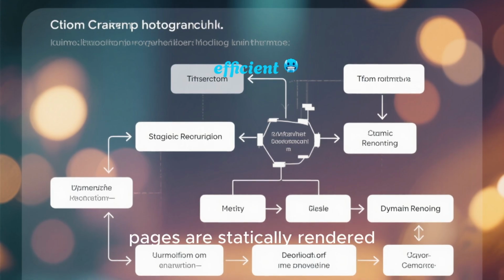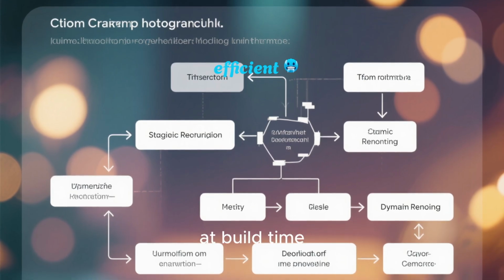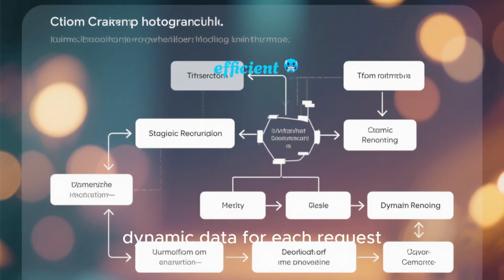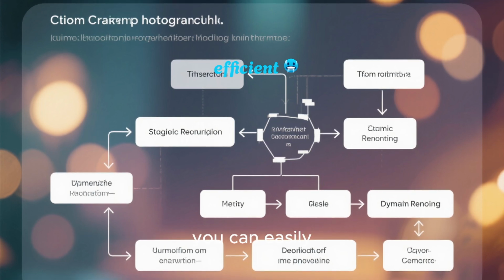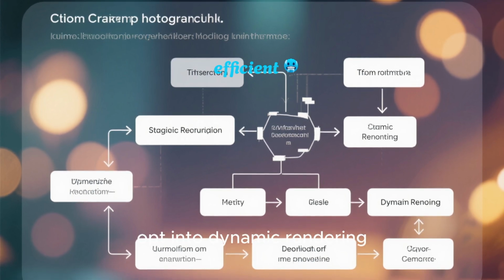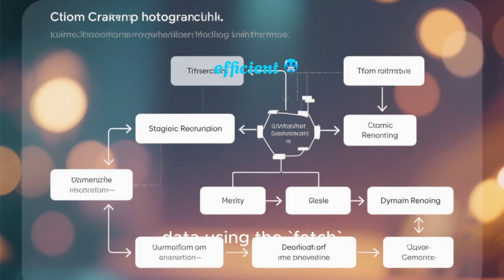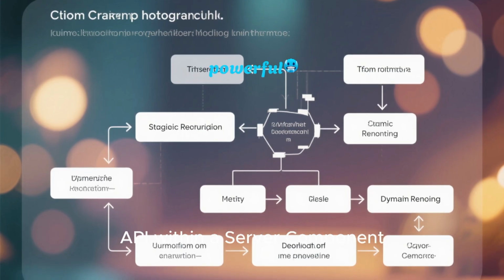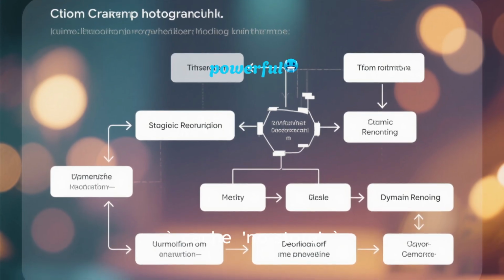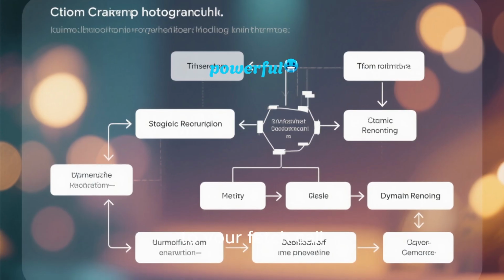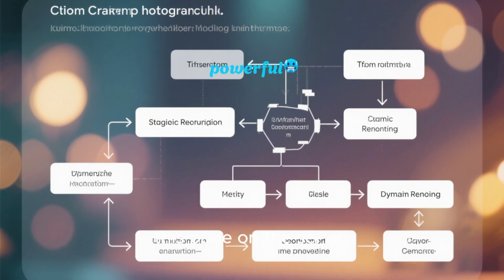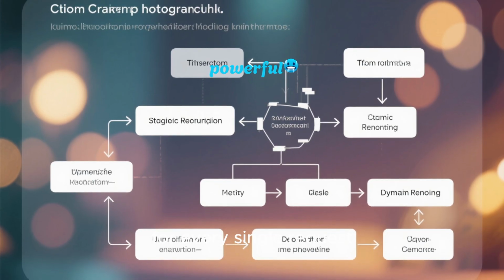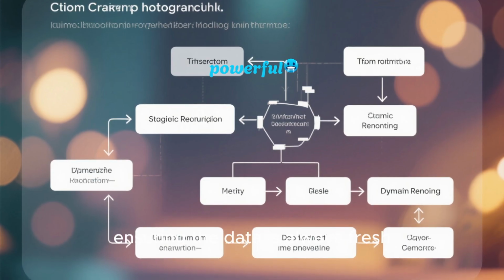By default, pages are statically rendered at build time. But if a page needs to fetch dynamic data for each request, you can easily opt in to dynamic rendering. For example, if you're fetching data using the Fetch API within a server component, you can simply add an option like cache: no-store to your fetch call. This tells Next.js to re-render this page on the server for every single request, ensuring the data is always fresh.